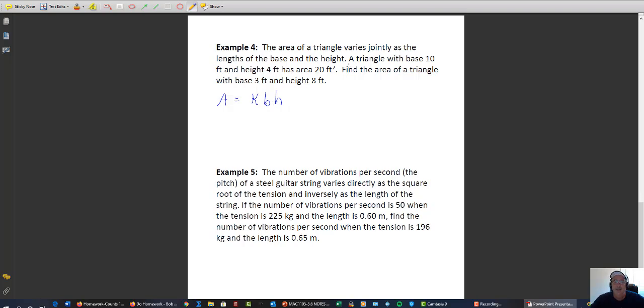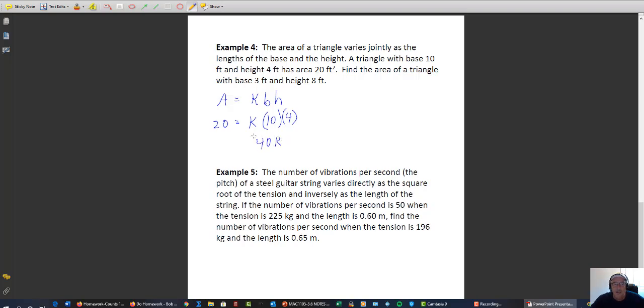All right, so continuing, it says now you can get K and do the same thing. If you want to pause here and finish it from there, get K, plug it back in, solve, do so. But if not, we'll keep going. A triangle with a base of 10 feet and a height of 4 feet has an area of 20 square feet. So once again, they'll give you this information to get K.